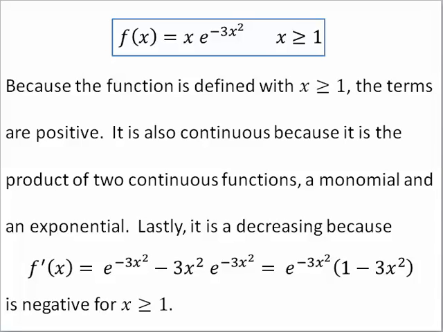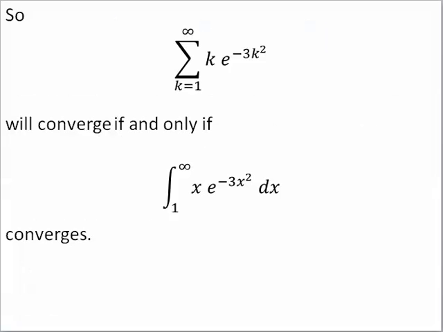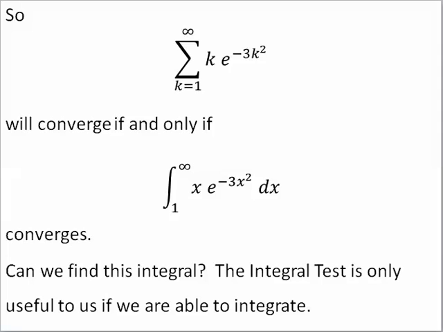And then with the derivative, the e to the negative 3x squared, as I said, that's positive, but then look at 1 minus 3x squared. If x is bigger than or equal to 1, then 1 minus 3x squared is certainly negative. All right, so let's move on. So the series will converge if and only if the integral converges. Well, can we find this integral? Can we determine if it converges?